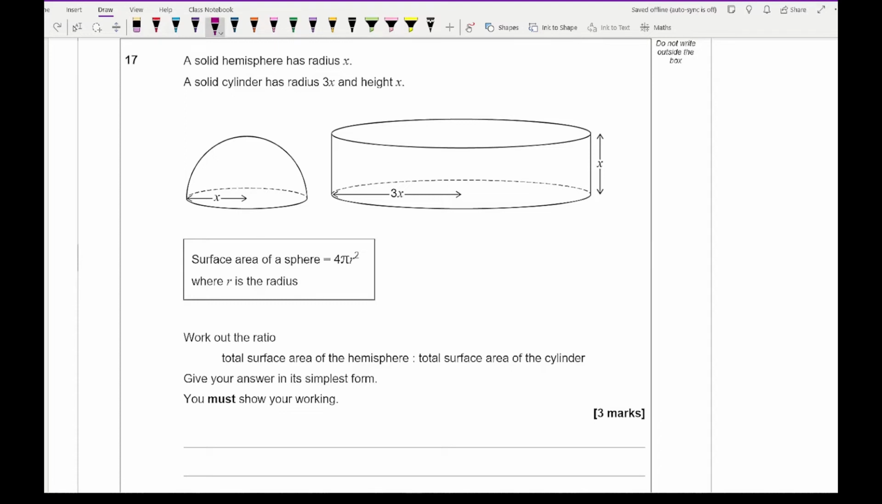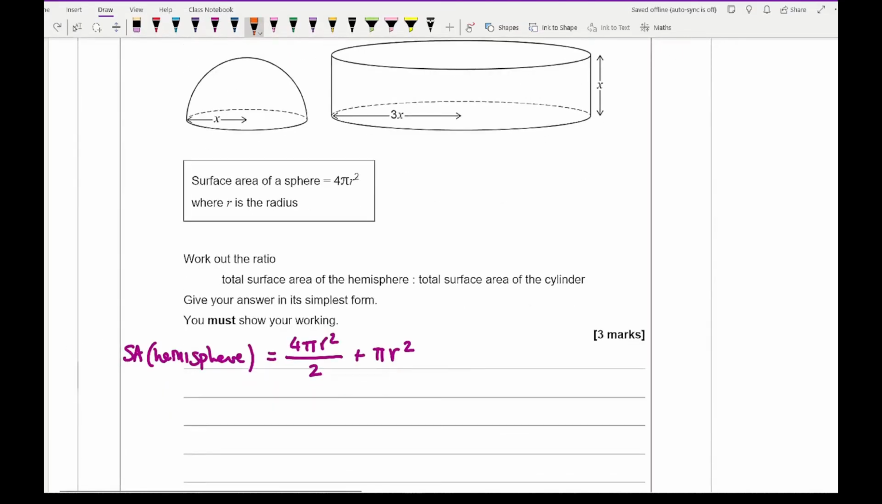So first things first, we need to write down the formula for the surface area of the hemisphere. Now for this, we've got 4 pi r squared. Now because it's a hemisphere, divide that by 2. And one thing I also need to add is the area of the circle, and that is pi r squared. Now for the hemisphere, I know that the radius is x. So if I simplify this first, substituting r equals x, I end up with 2 pi x squared plus pi x squared.